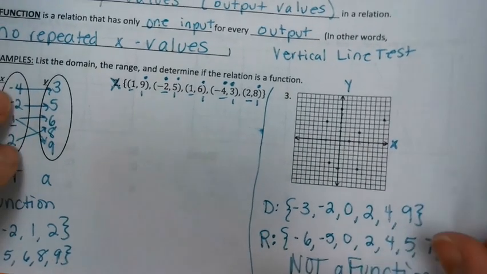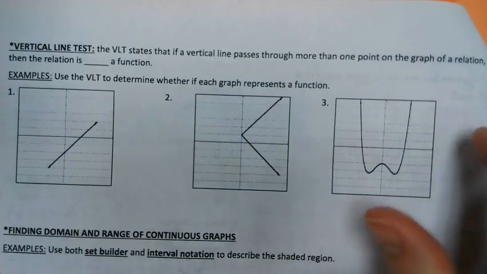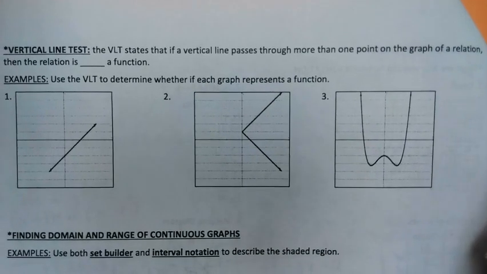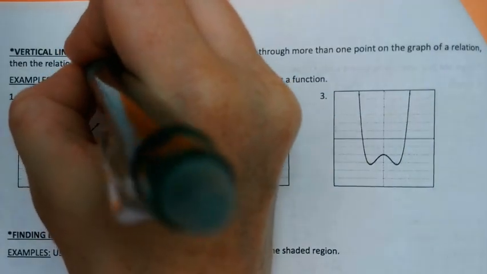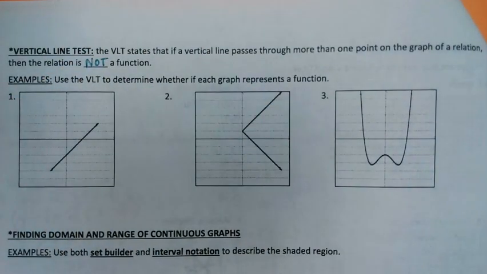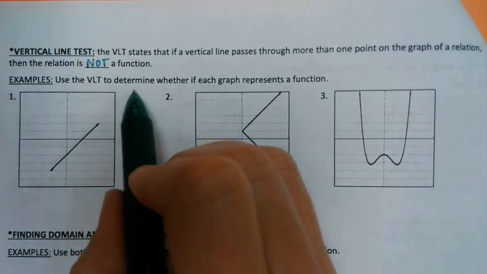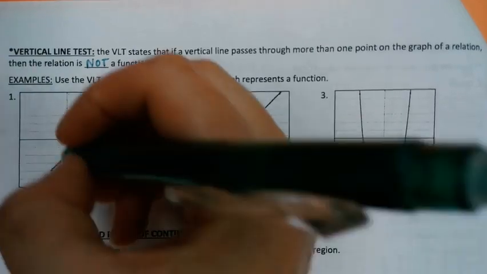Okay, now we'll go to the vertical line test. I kind of gave you a preview right here. So the vertical line test, the VLT, states that if a vertical line passes through more than one point on the graph of a relation, then the relation is not a function.